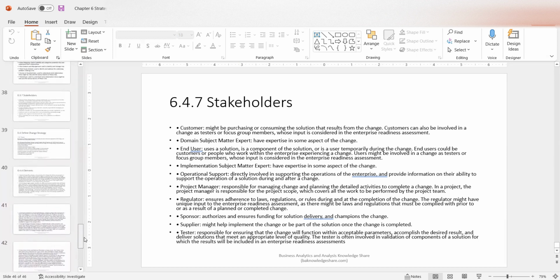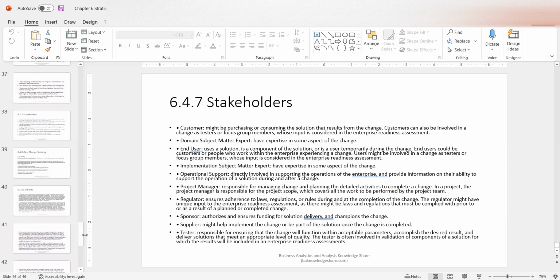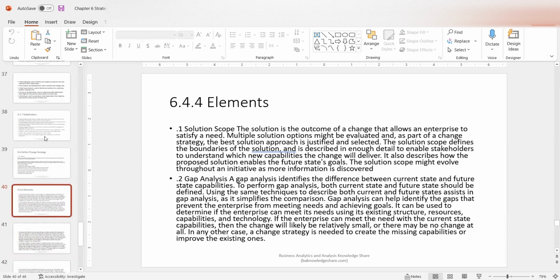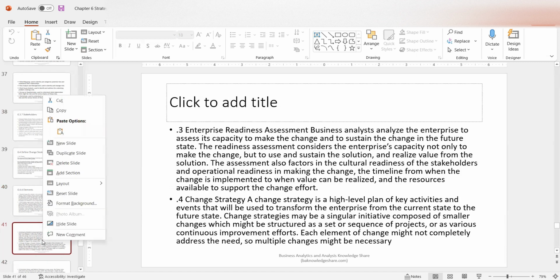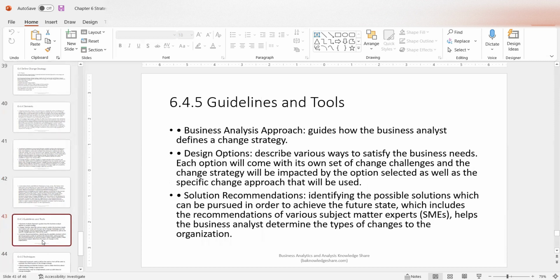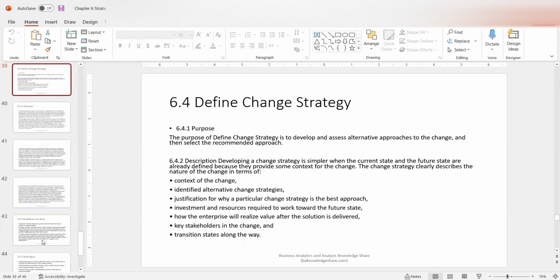Amanda has been hired as a business analyst to move a brick and mortar pizza store to an online store. So in this specific role, let's see what she does. She would basically aim at defining a change strategy. She looks at the context of the change. She identifies alternative change strategies. So she's looking at ways.